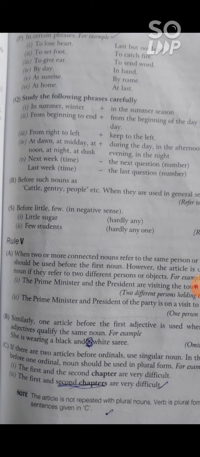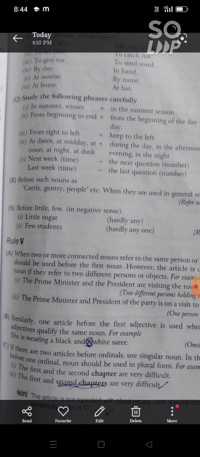When you want to say two persons, we definitely use the article before each. When you want to say only one single person with two qualities, only one article the is used here. And one more important point: similarly, one article before the first adjective is used when two or more adjectives qualify the same noun.